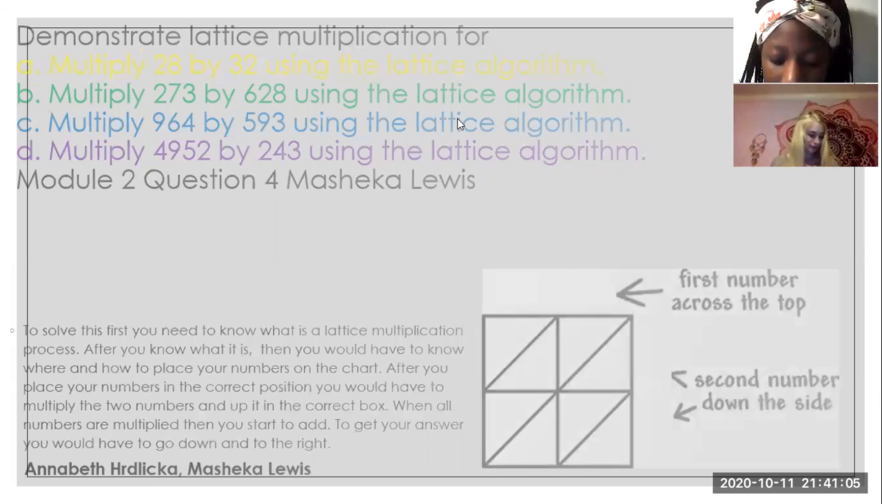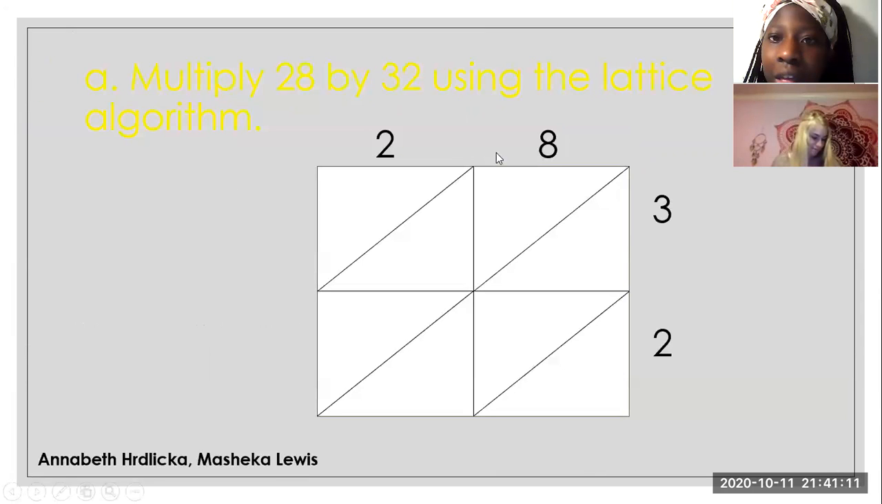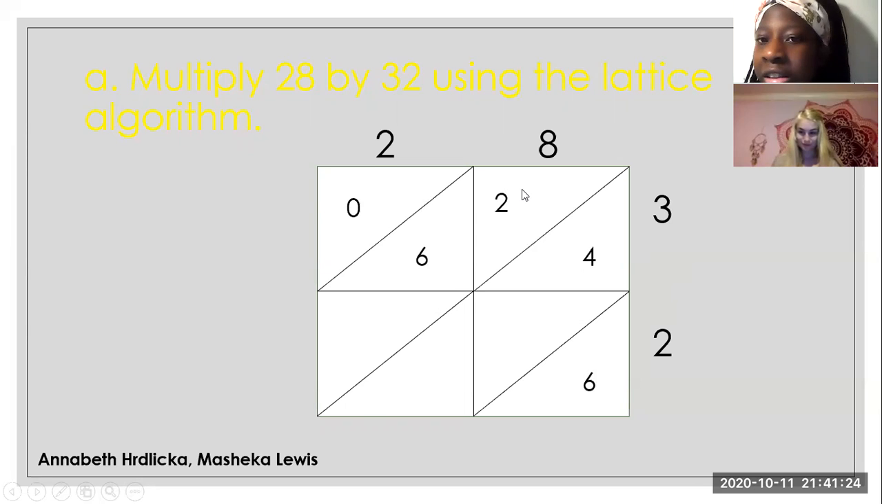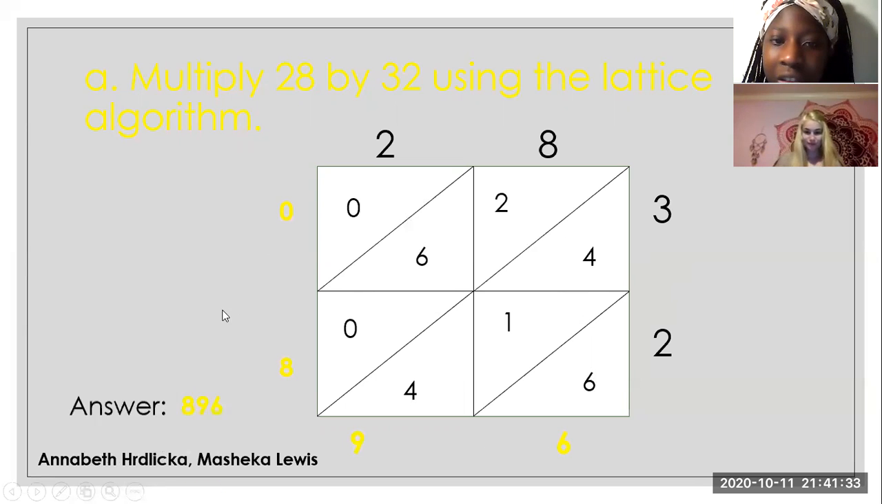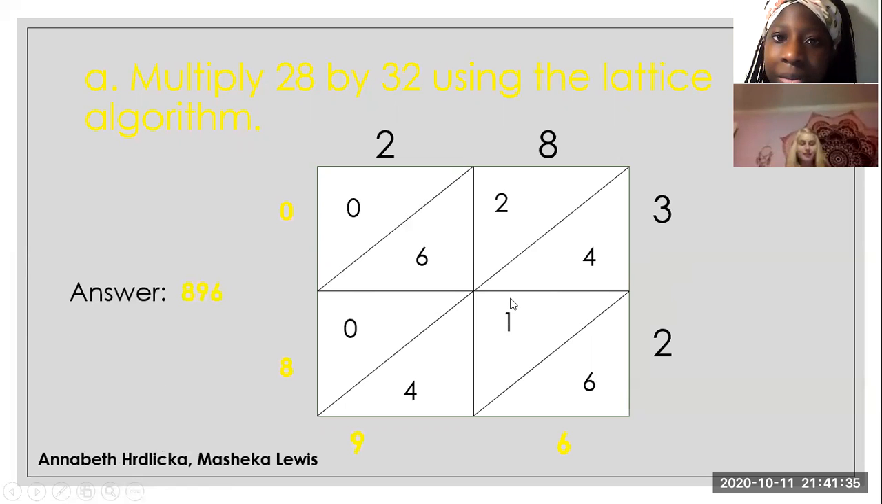Oh, good example. Okay, like I said before, the first number will go to the top, the second will go to the right, and you just keep solving. So 3 times 8 will give us 24. 2 times 3 will give us 6, and so on. And then you'll just add diagonally, and it'll give you your answer, which is 896. And that'll be your answer. Cool.